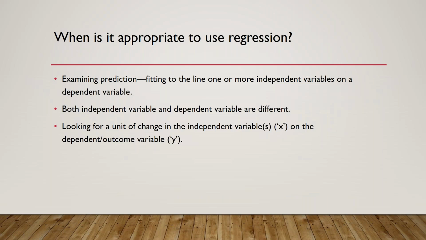So now that we've talked about correlation, let's talk about regression. When is it appropriate to use regression? Well, first of all, regression is used to predict something. In other words, how well is it fitting to the line of one or more independent variables on a dependent variable? We also want to know if both the independent variable and dependent variable are different. And we also want to look for a unit of change in the independent variables on the dependent variable, or one independent variable on the dependent variable.